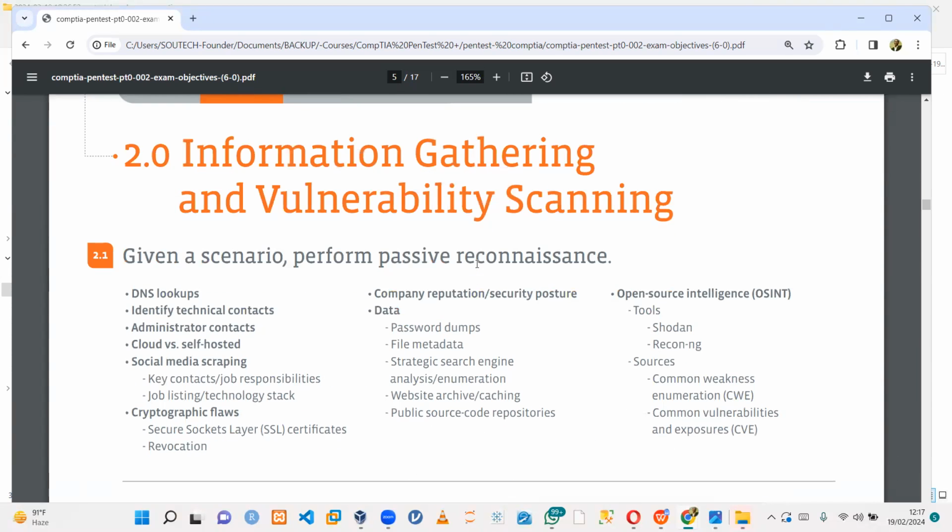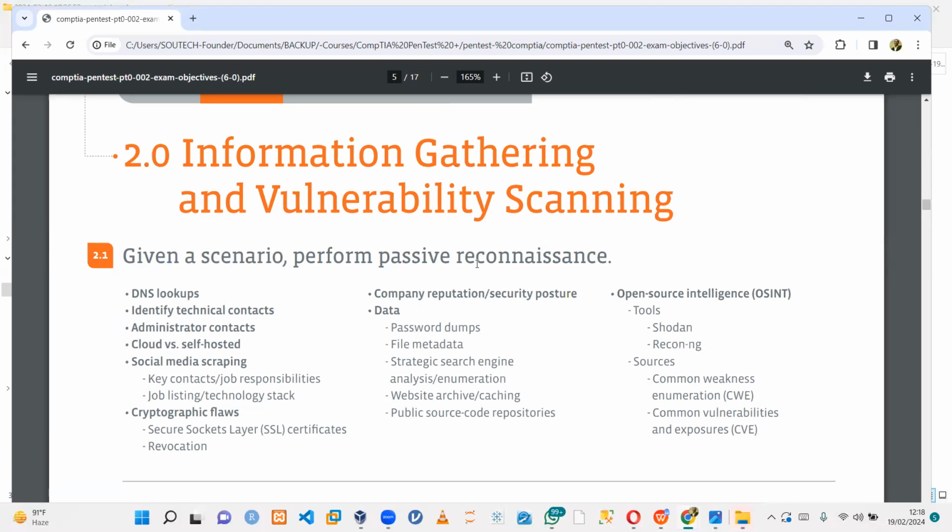Then in 2, information gathering and vulnerability scanning. So for every penetration testing, it starts with an audit, it starts with information gathering, it starts with vulnerability assessment. That's what you do first before you do penetration testing, because you cannot pen test what you don't know, what you don't understand. Even if it's a blind scan you want to do, you first have to understand what you want to pen test. That is the standard.